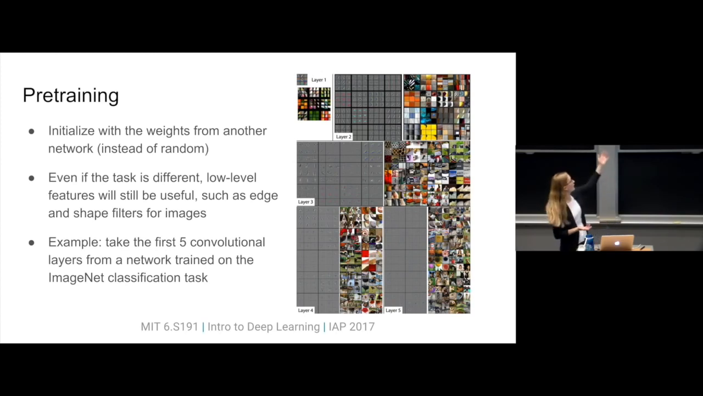As you can see here, this is the first 5 conv layers from an ImageNet network. And it's learned a lot of these edge filters and color filters that we've talked about previously. And then all the way up to layer 5, where it's learning higher level visual stimuli, such as different objects or circles and corners and things like that. So even though the task isn't the same, we can reuse a lot of these weights for different vision tasks, even if it's not exactly the same as ImageNet.